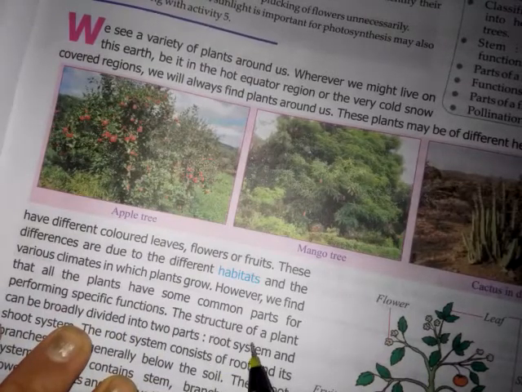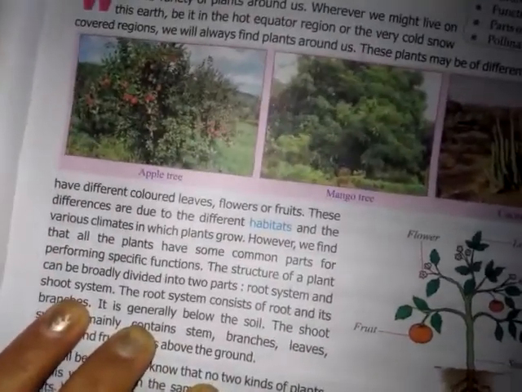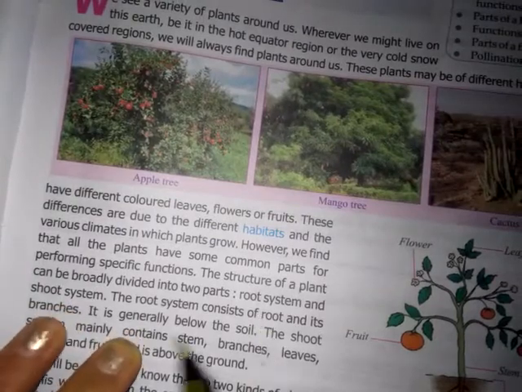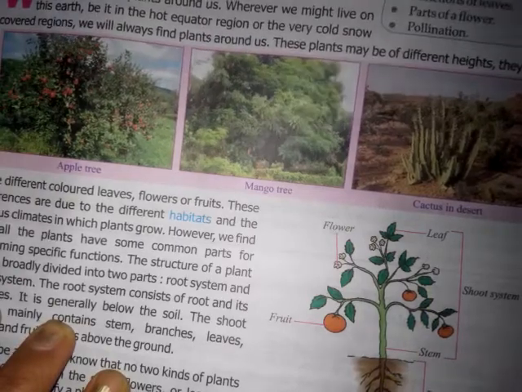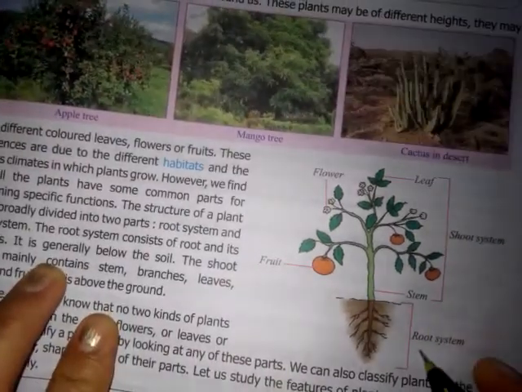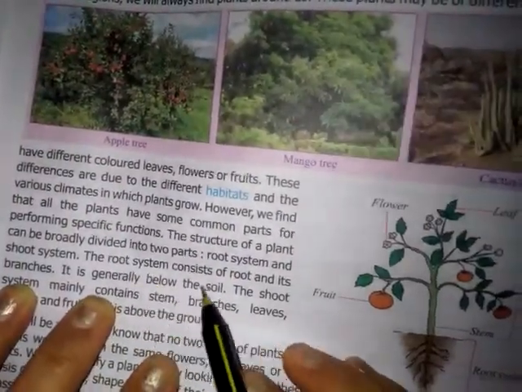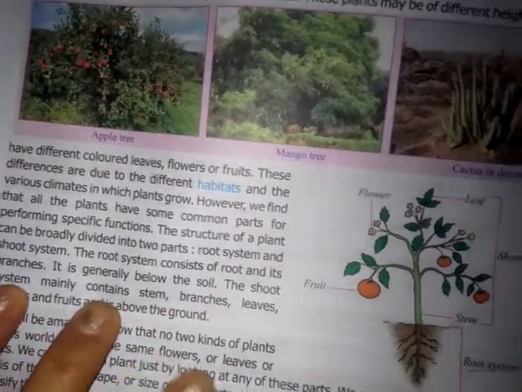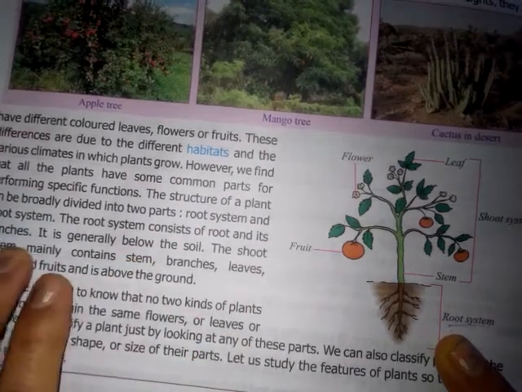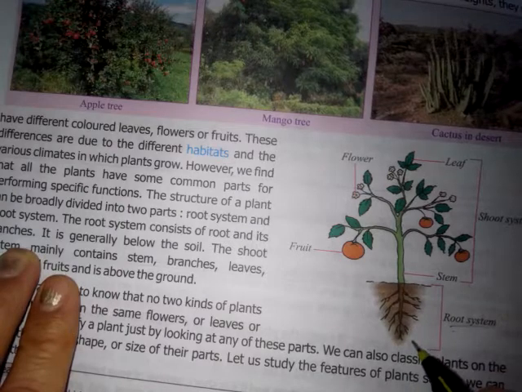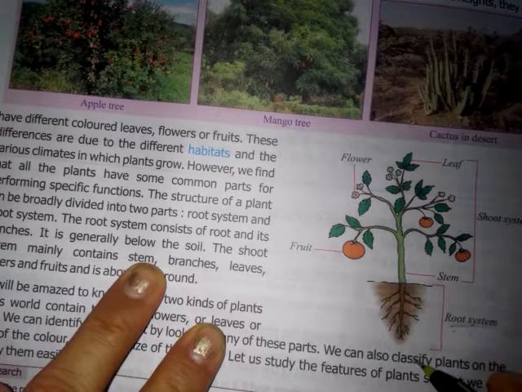The structure of a plant can be broadly divided into two parts, the root system and the shoot system. The root system consists of roots and their branches, and it generally grows below the soil.